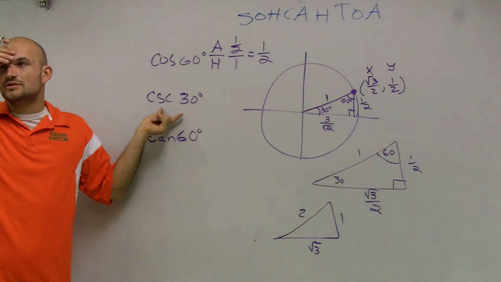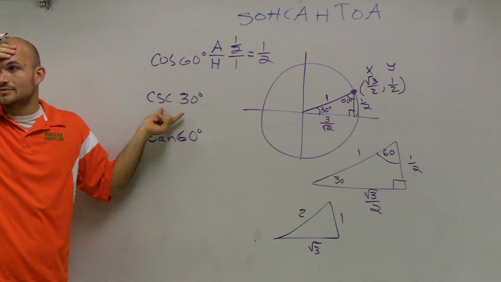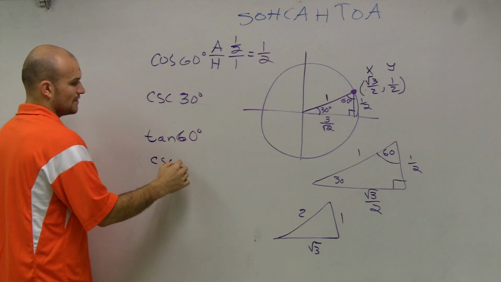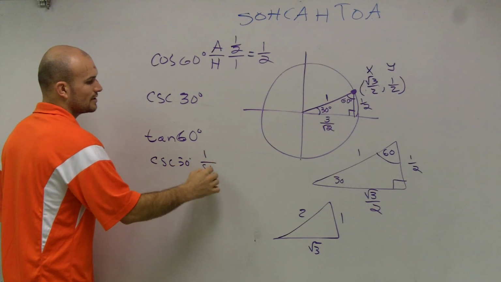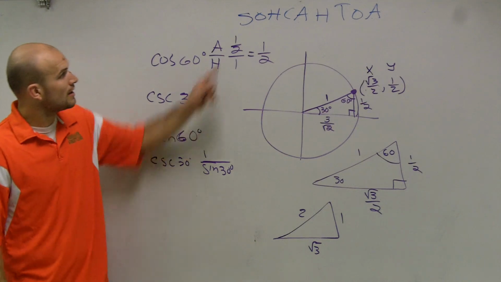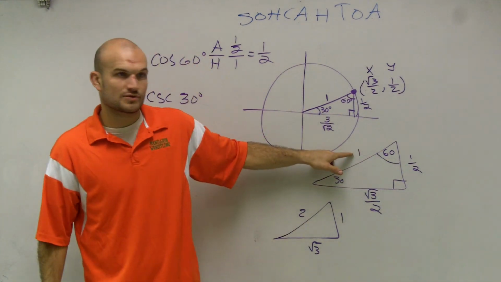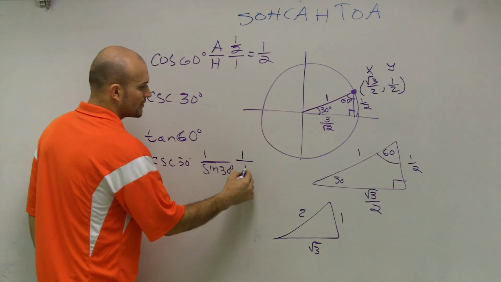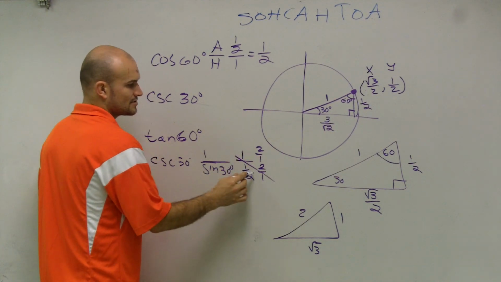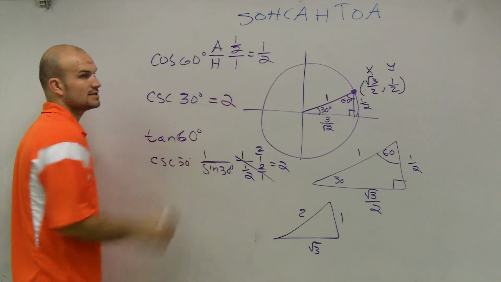Cosecant, what was cosecant again? I can't remember what cosecant was. Well, the one thing that I did tell you is that cosecant of 30 degrees is the same thing as 1 over sine of 30 degrees. So can we figure out what sine of 30 degrees is? Well, I remember sine is opposite over hypotenuse, which is 1/2. So that's 1 over 1/2. To get that off the bottom, I multiply by the reciprocal. That cancels the 1, and I'm just left with 2. So the cosecant of 30 degrees is equal to 2.